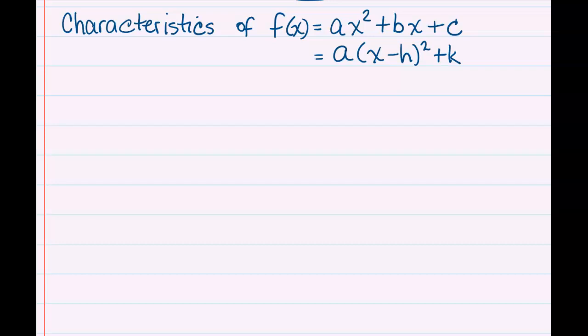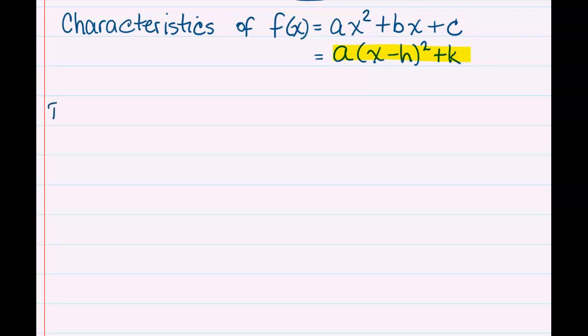In this video, we're going to talk about some characteristics that we find for our quadratic equation of f of x is equal to ax squared plus bx plus c, which we have learned how to convert into vertex form of a times the quantity of x minus h squared plus k. So let's talk about some of these characteristics.